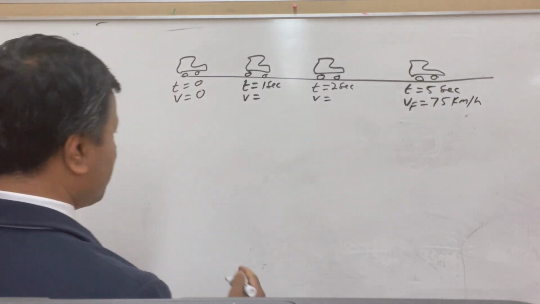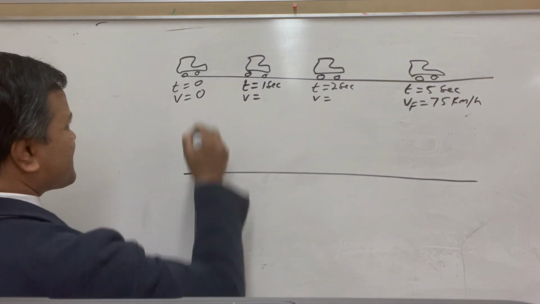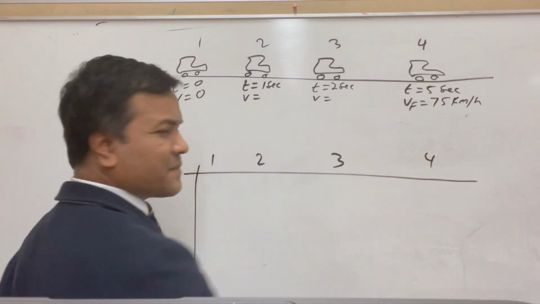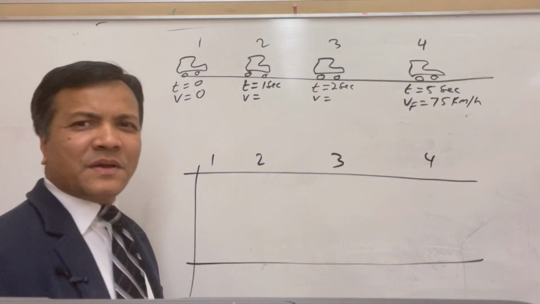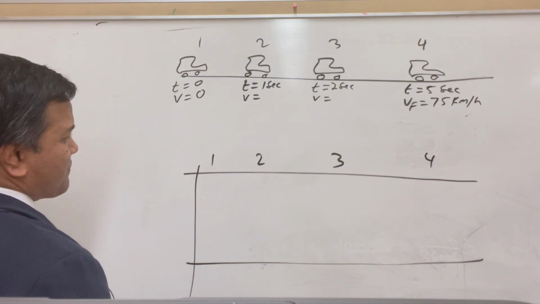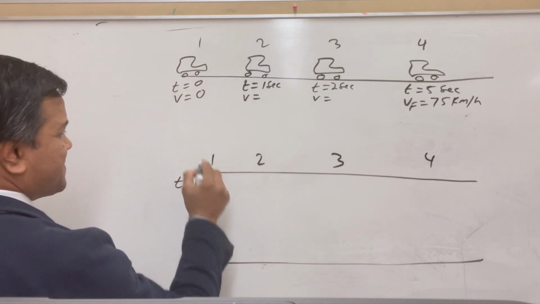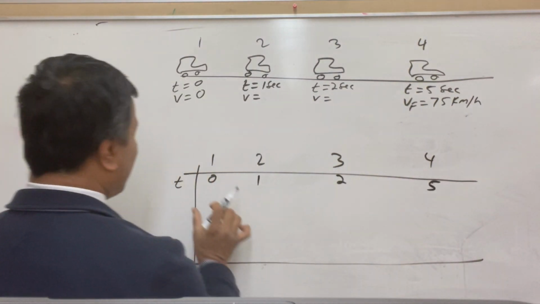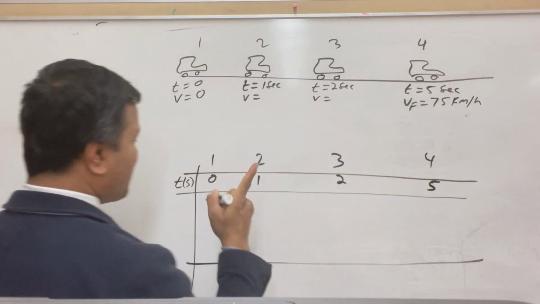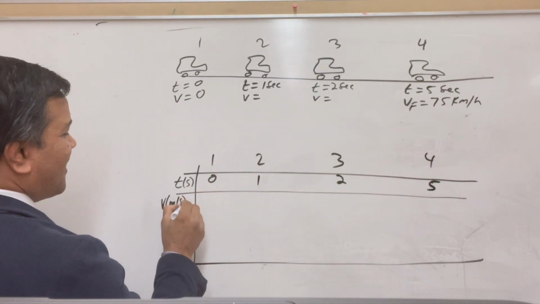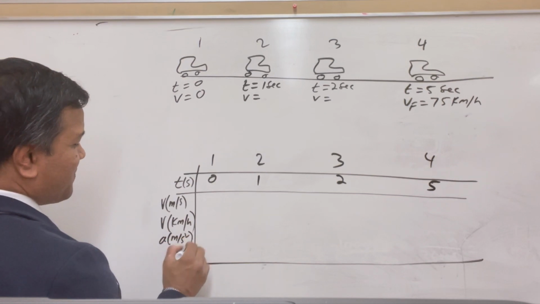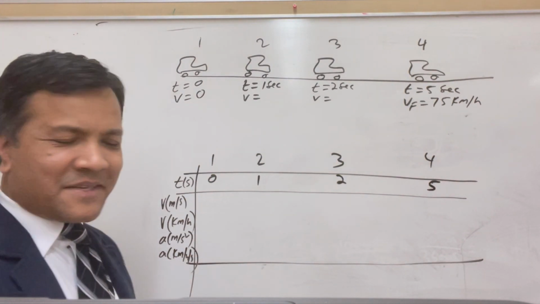What I want you to do is write scenario 1, scenario 2, scenario 3, scenario 4. Okay, so far so good, right? Now I want you to write the time. Time for scenario 1 is 0, time for scenario 2 is 1, time for scenario 3 is 2, and time for scenario 4 is 5, and time is in second. I want you to find the velocity in meter per second. I want you to find the velocity in kilometer per hour. I want you to find the acceleration in meter per second square, and I want you to find the acceleration in kilometer per hour per second. All right, so let's do it.